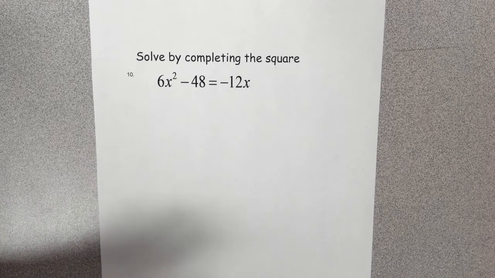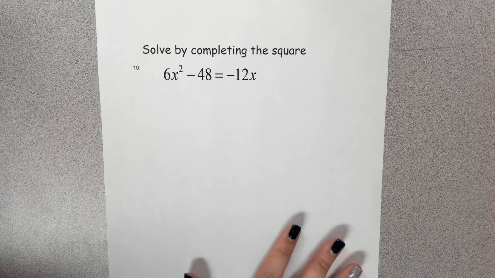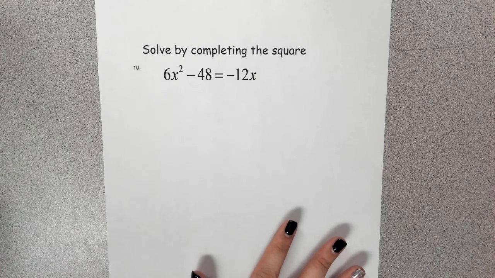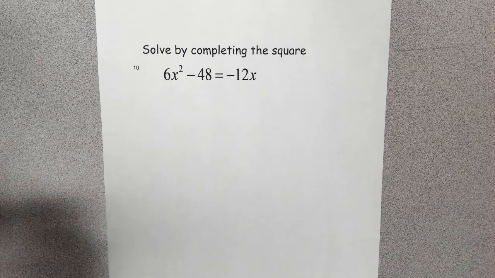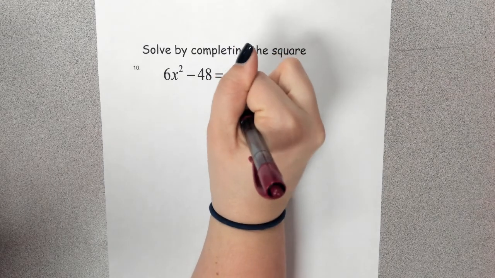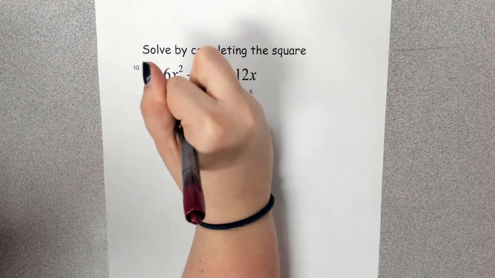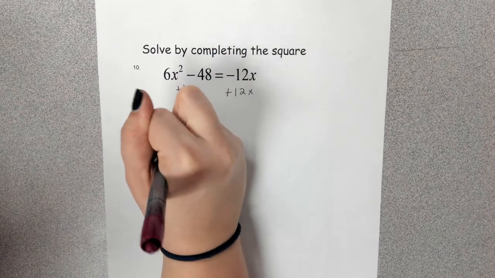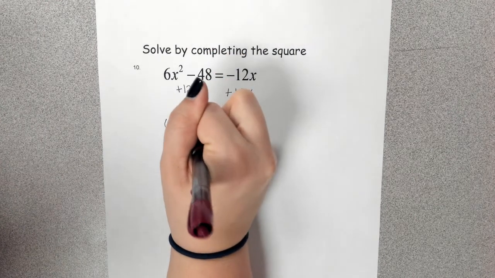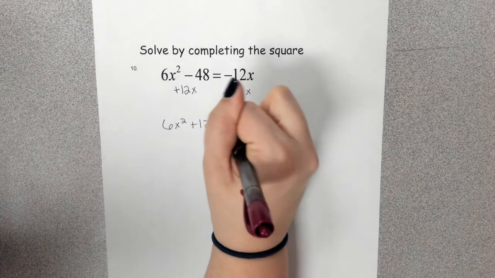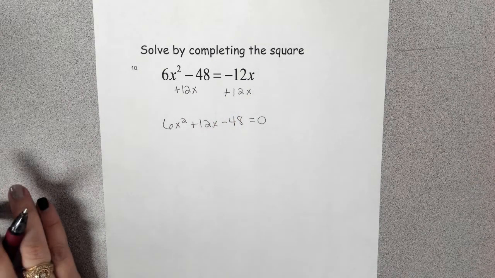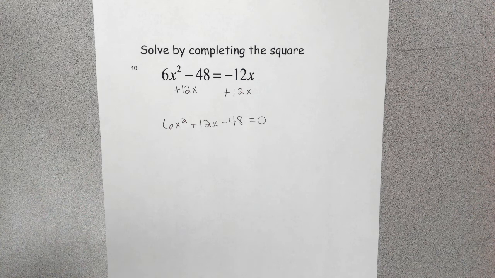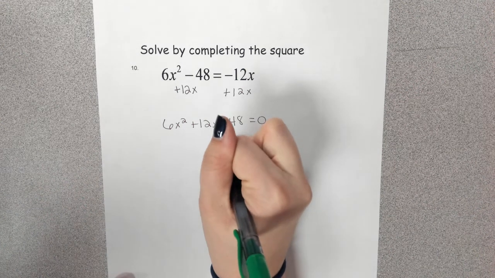Alright, so this right here is solving by completing the square. I, again, am going to get the constants on one side and the variables on the other. Well, right now it's not like that, so I need to move things around. So I'm going to add 12x, add 12x. So I have 6x squared plus 12x minus 48 equals 0. If you wanted to, you could have just subtracted the 6x squared. That's fine. I just like to get one on one side and one on the other. It doesn't matter which way.